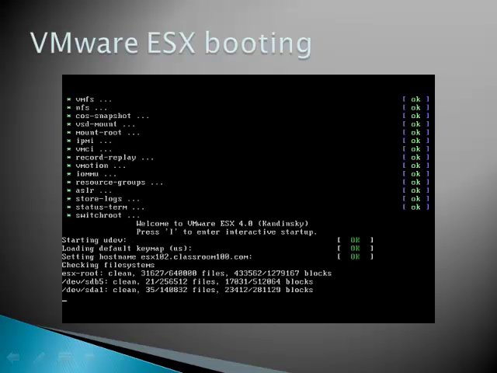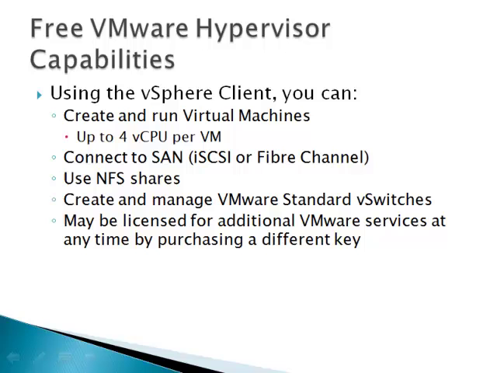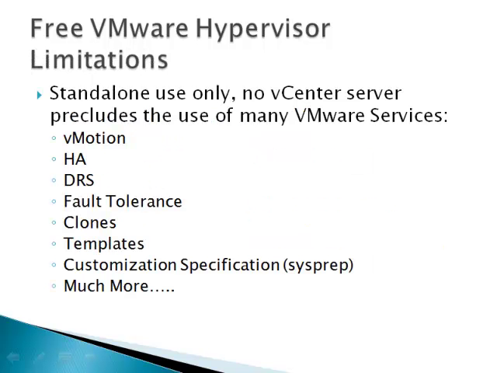Here comes traditional Linux. With the free VMware hypervisor, using the vSphere client, you can create and run virtual machines. You can connect to a SAN. You can use NFS shares. You can create and manage VMware standard vSwitches. And you can increase your license entitlement at any time by purchasing a license entitlement from an authorized reseller like VM Sources.